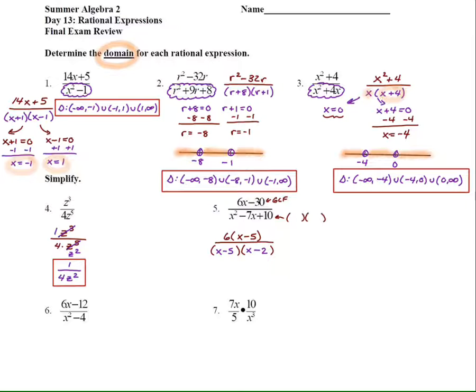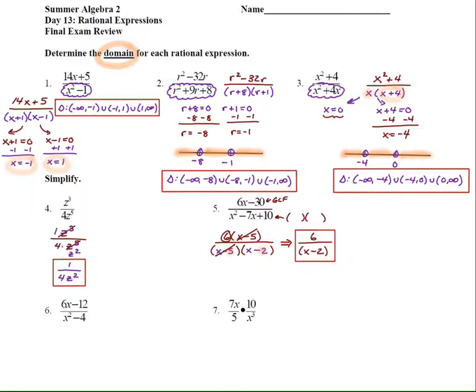So then, when I look to reduce, I look for a factor in the bottom that reduces with a factor in the top. And that entire binomial, x minus 5, reduces in the top and bottom, leaving me with just 6 in the top and just x minus 2 in the bottom. And that would be the simplified rational expression.